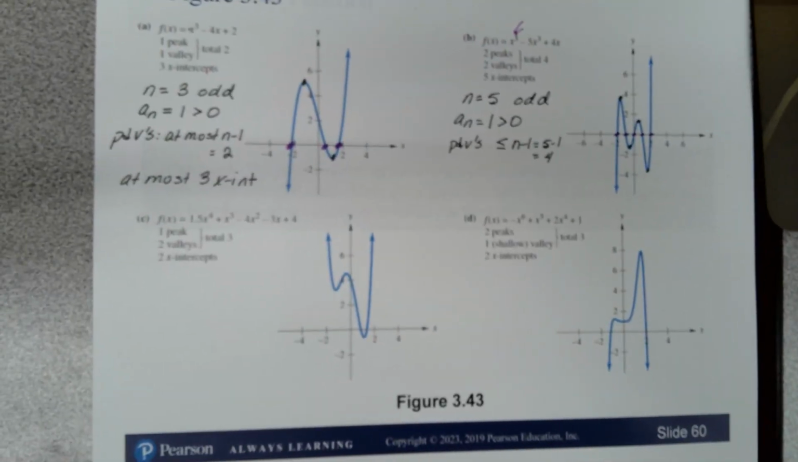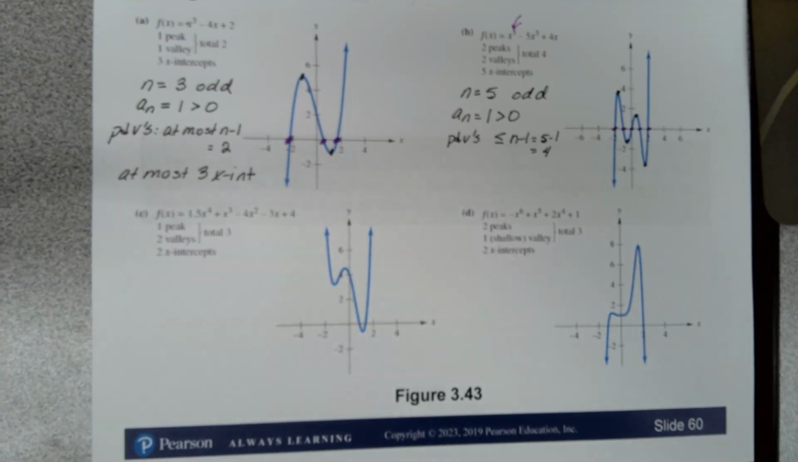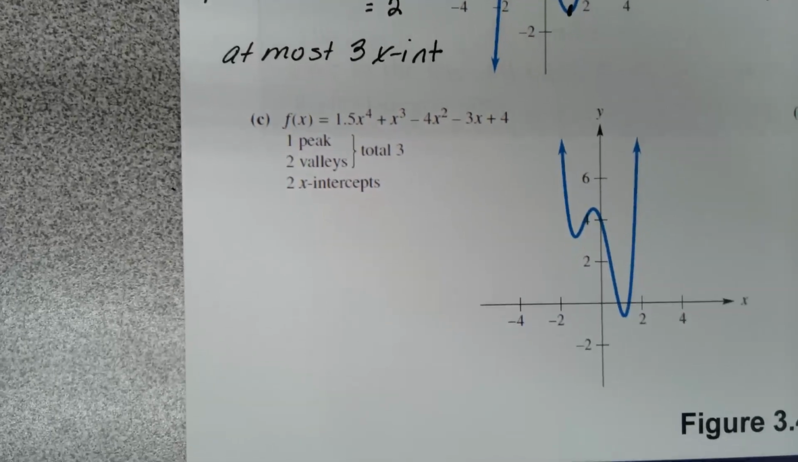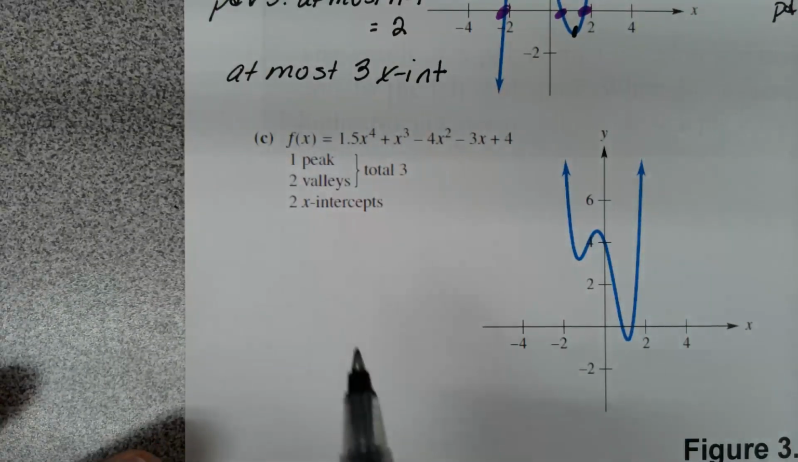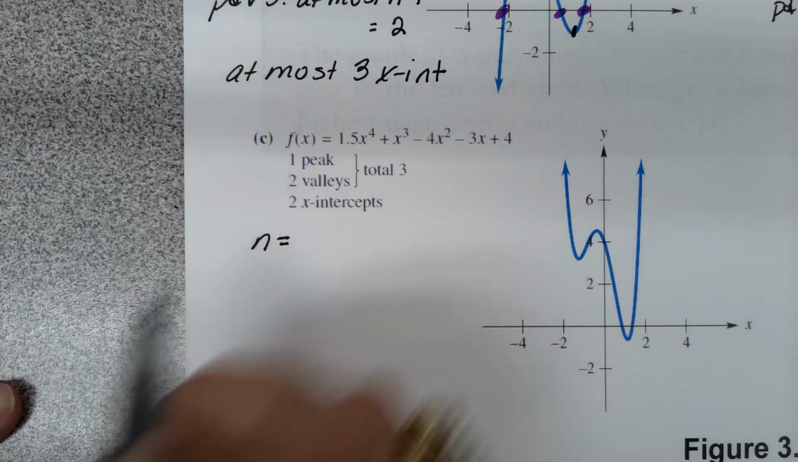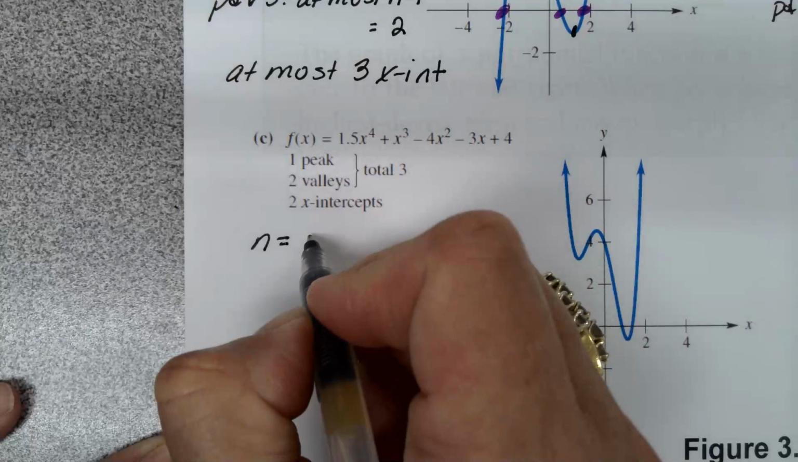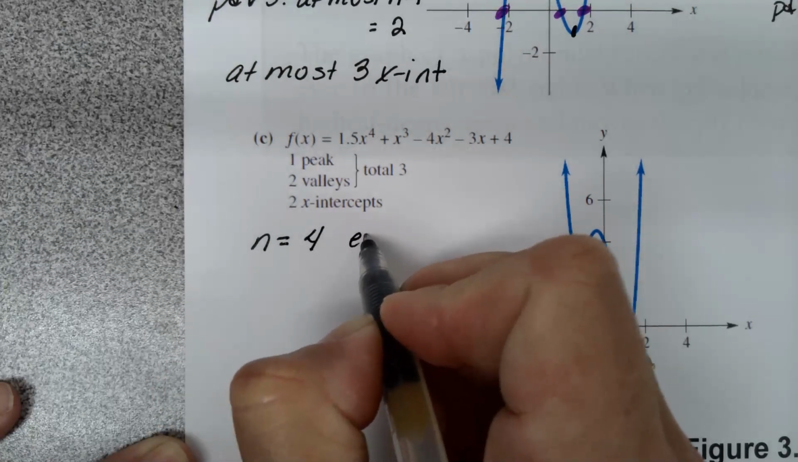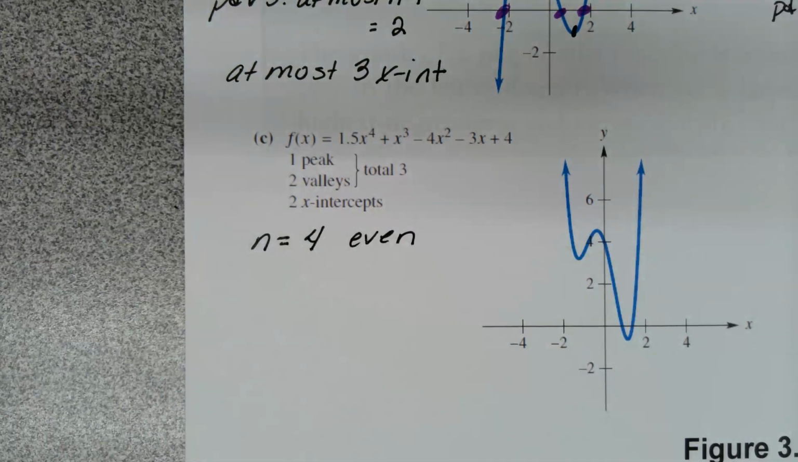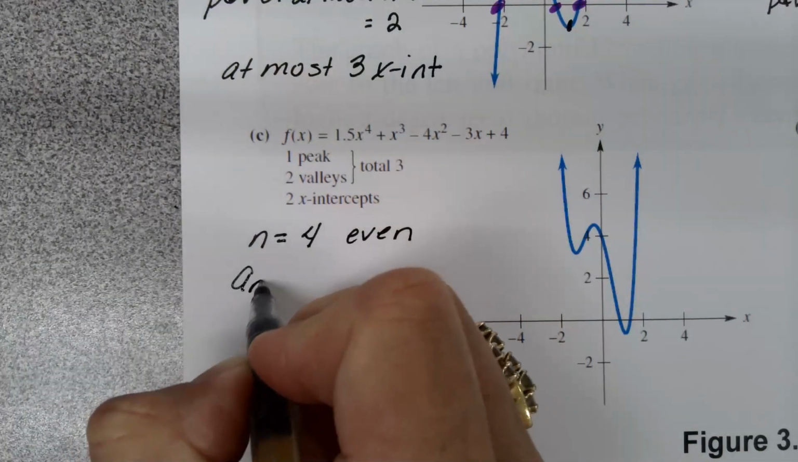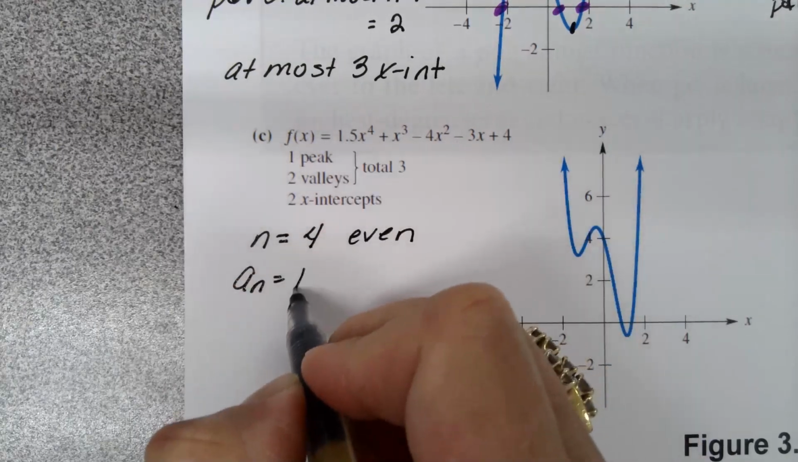Everyone get down what we had written. Not to bore you to death, but let's look at something that's a little bit different. Here in C, we have 1.5 x to the 4th. The 4 is the highest power. This is an even degree function. When your highest power on x is even, you know that your end behaviors will go in the same direction, either up or down. My leading coefficient for this one is the 1.5 that's out front.